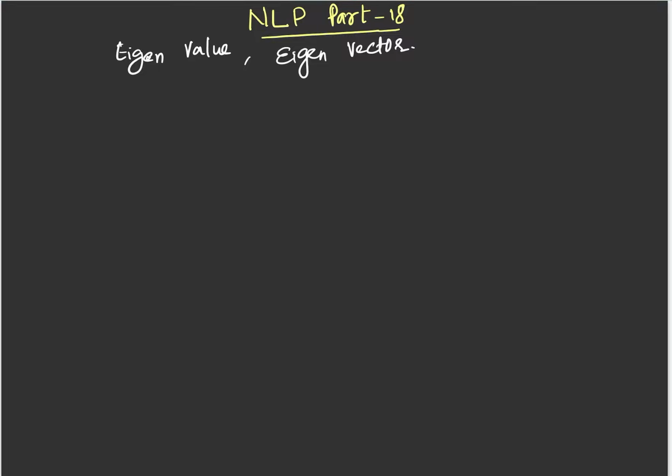This is part 18. In this class, we are going to learn about two more mathematical terms, eigenvalue and eigenvector. These are very important terminology in the PCA model. So, we will see what these mathematical terms are.